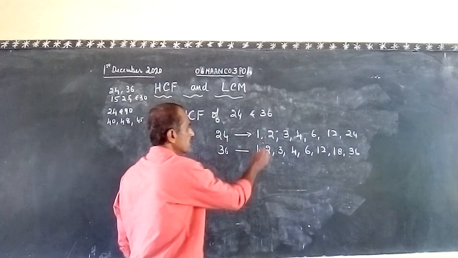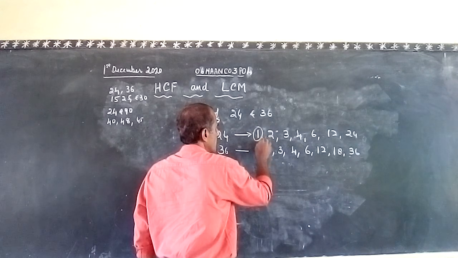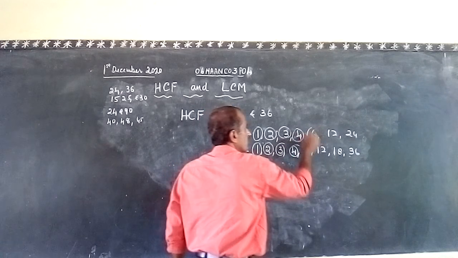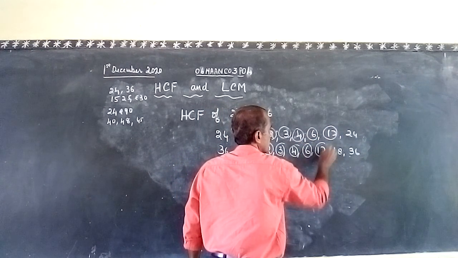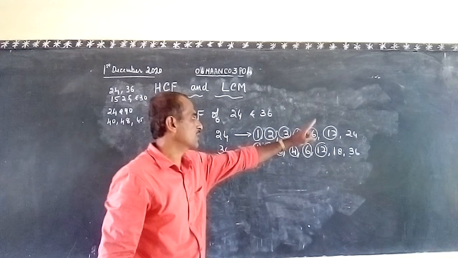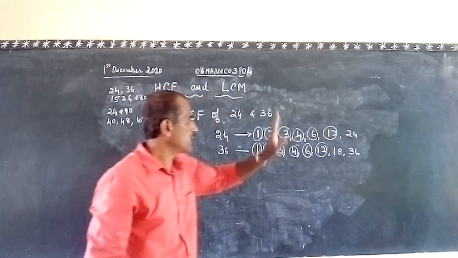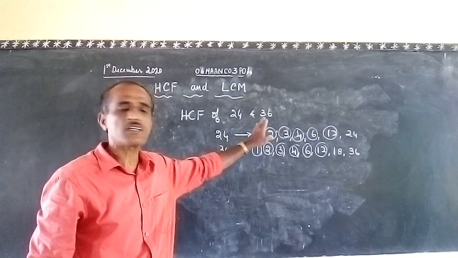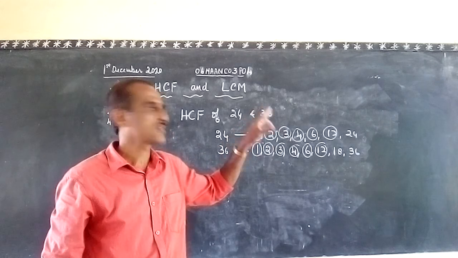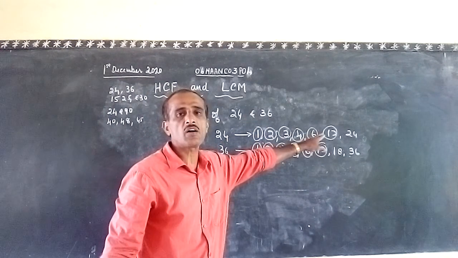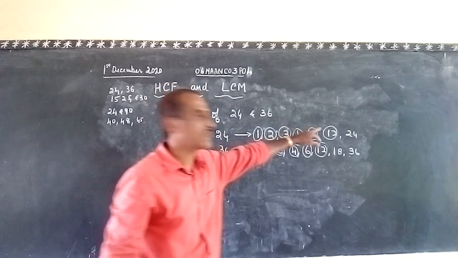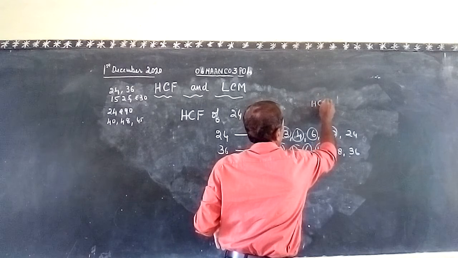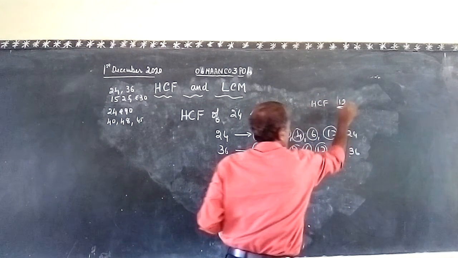In that, which are the common factors? 1 is a common factor, 2 is a common factor, 3 is a common factor, 4 is a common factor, 6 is a common factor, 12 is a common factor. Then no other factors are common; 18 and 36 are extra. So 1, 2, 3, 4, 6 and 12 are common to both 24 and 36. Therefore the highest common factor is 12. So the highest common factor of 24 and 36 is 12. Like this we will find.